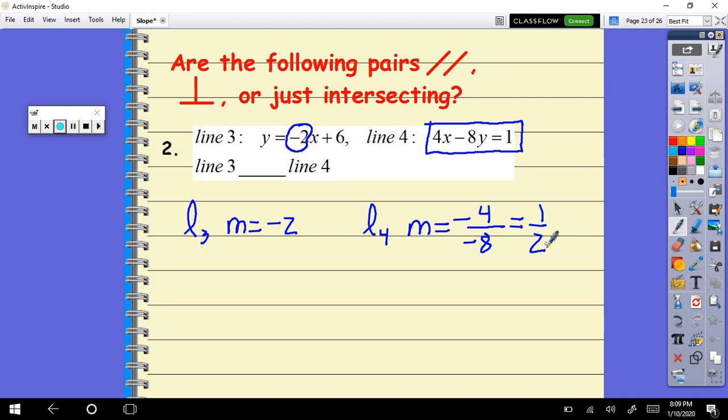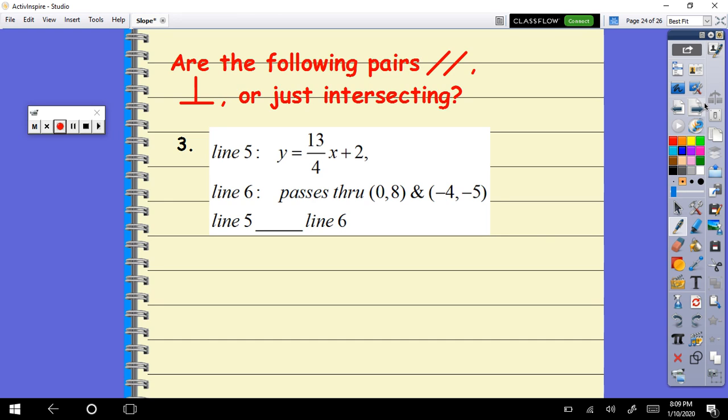All right, so I've got my information. Now I need to interpret it. Are my slopes that I wound up with the same? No. So the lines can't be parallel. Are they opposite and reciprocal? Yes, they are opposite reciprocals. So I now know my two lines are perpendicular. So my answer is that line 3 is perpendicular to line 4. And notice I'm using the symbols for parallel and perpendicular because it's a little faster than writing out the words.